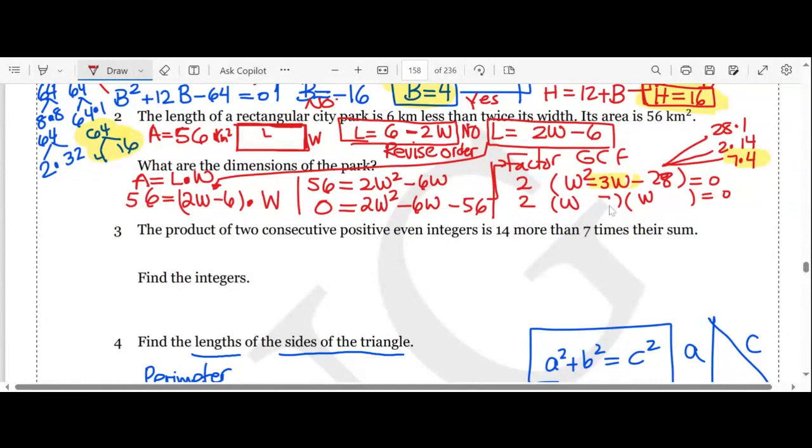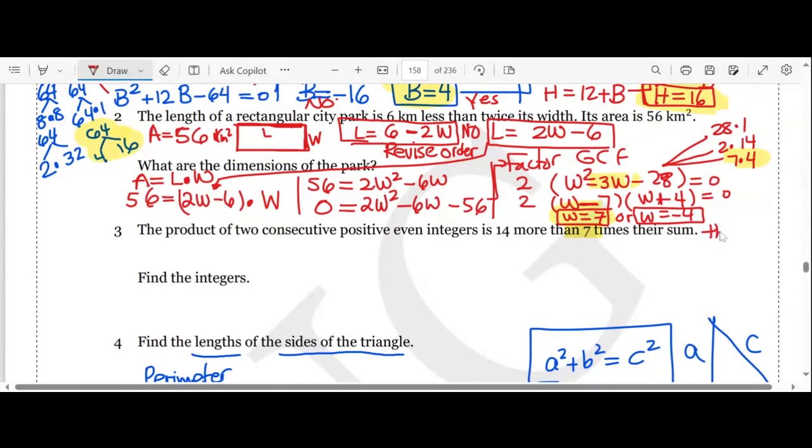-3W. So I'm going to put 7 here and 4 here. Which one is negative? 7. Which one is positive? 4. So your answer will be what? W equals 7 or W equals -4. Which one am I going to choose? 7. Why? Because when you subtract, it gives you -3. Correct. So W is 7.